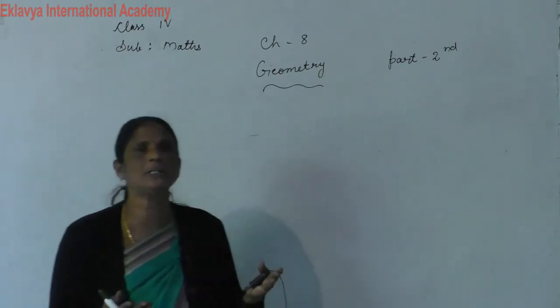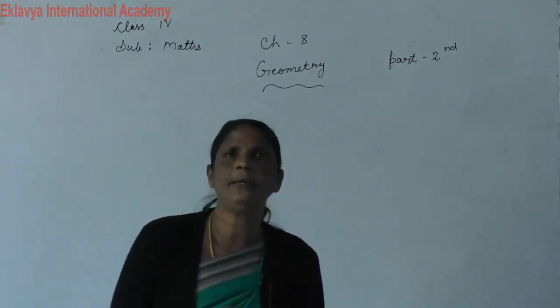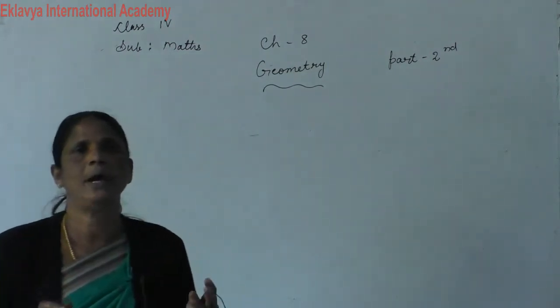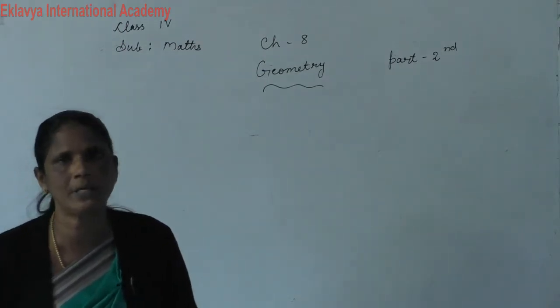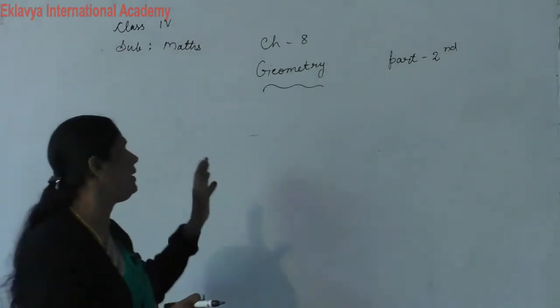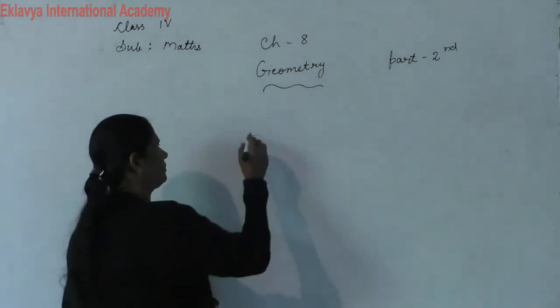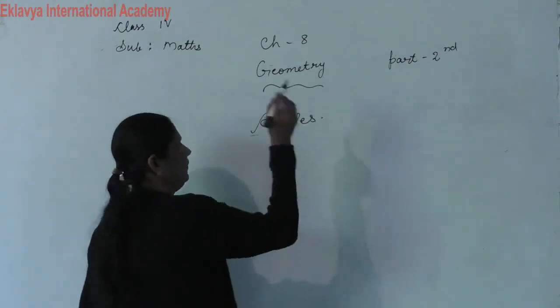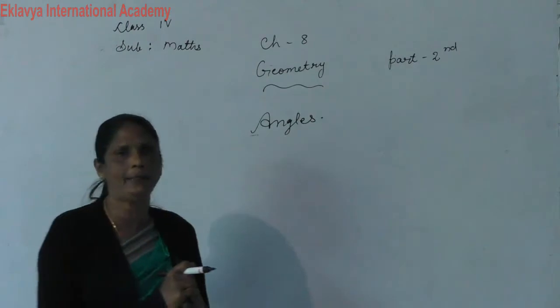In the previous class we also discussed line, ray, line segment, types of lines and point. These are what we discussed in the previous class. Today we will study triangles. Today we study angles. What do you mean by angle?